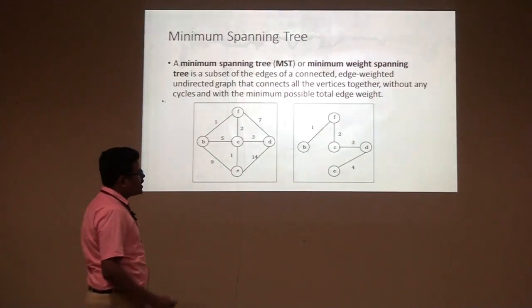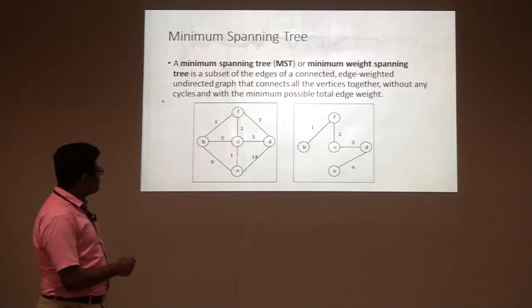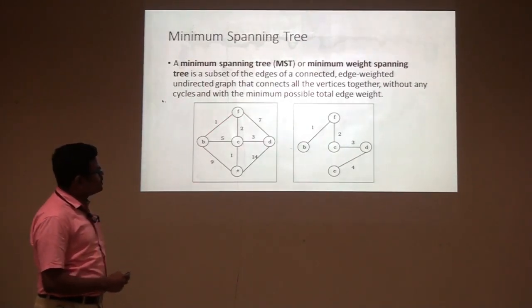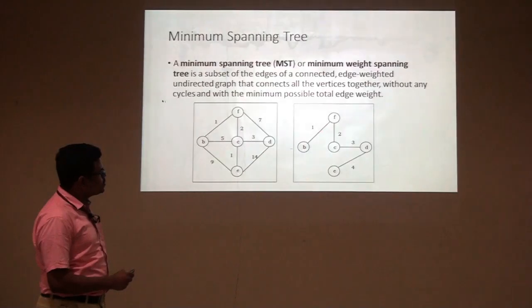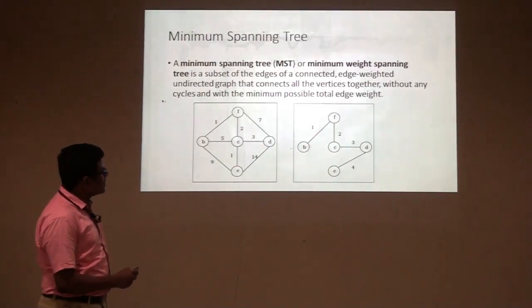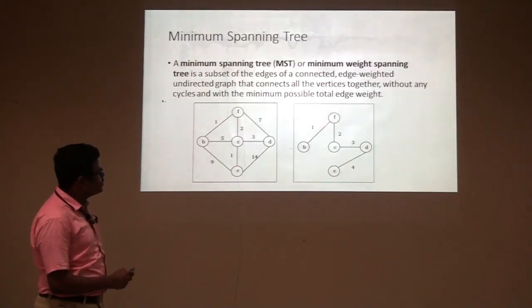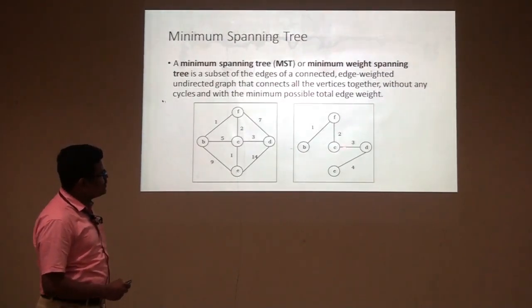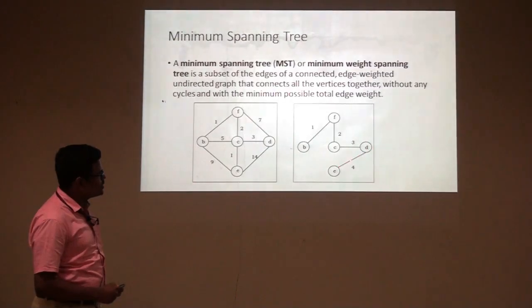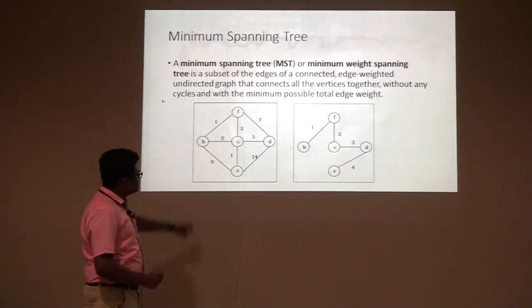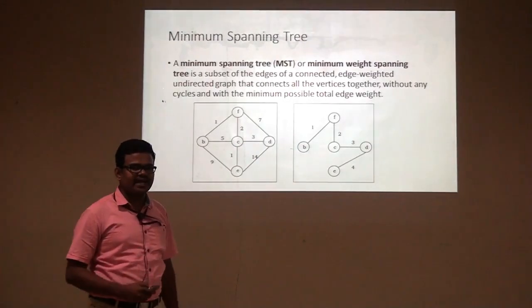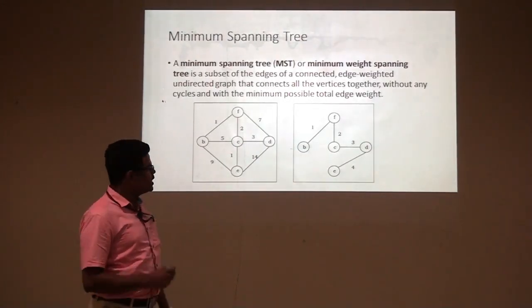Without forming any cycle, for this graph the cycles have formed. For this other graph the cycles are not formed, and we have the minimum total cost. The first minimum value is 1, the second minimum value is 2, the third minimum value is 3, and the fourth minimum value is 4. We are not selecting 5, 9, 14 and 7, because the cost would be higher. So we take only the minimum values from the connected graph.